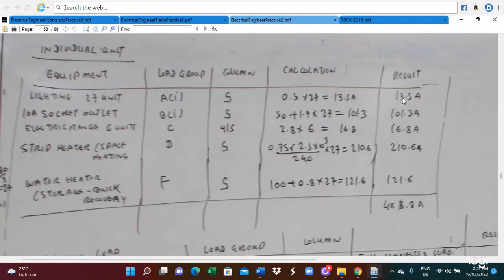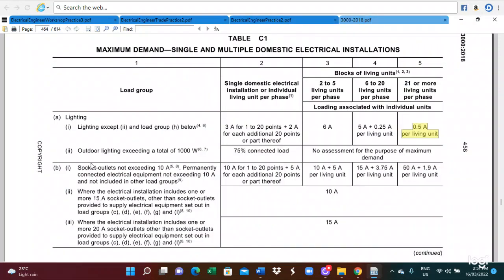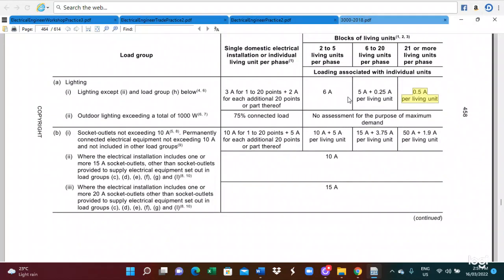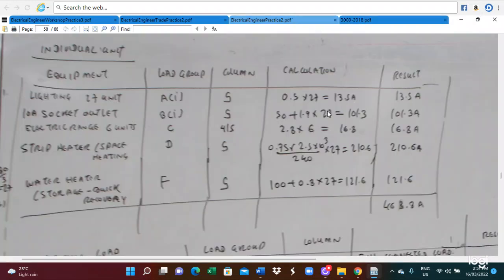Also, there is the 10 ampere socket outlet. The 10 ampere socket outlet is load group B1. In this case, we have to use the 21 or more column, so 50 ampere plus 1.9 ampere per living unit. So 50 plus 1.9 multiplied by 27. This is the way we calculate it. So 50 plus 1.9 by 27, you get 101.3 ampere.